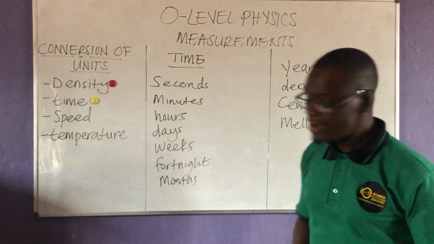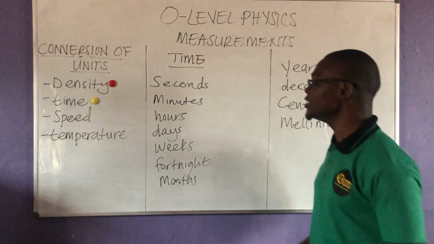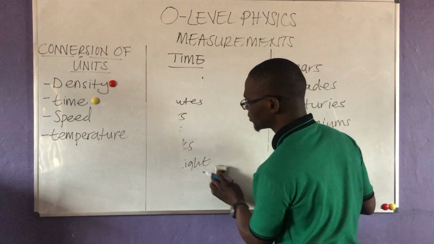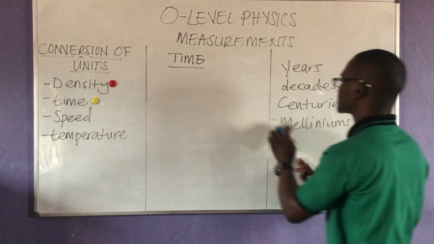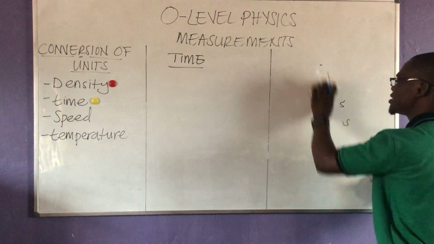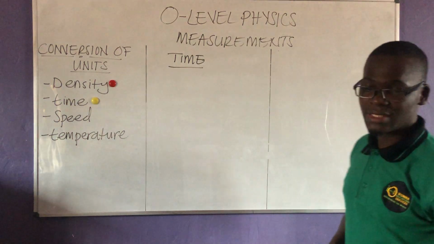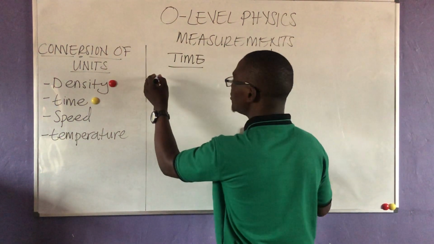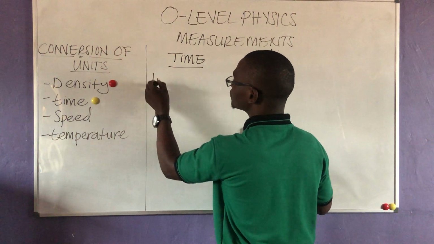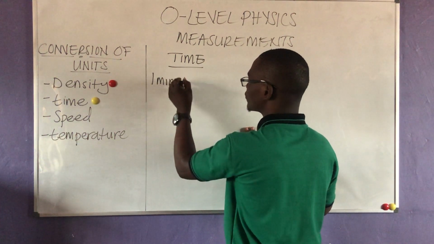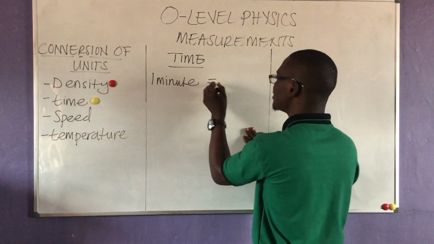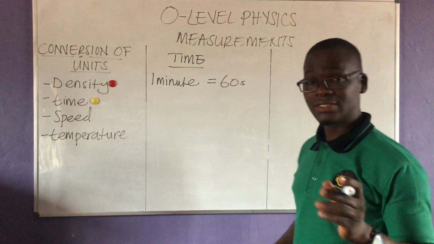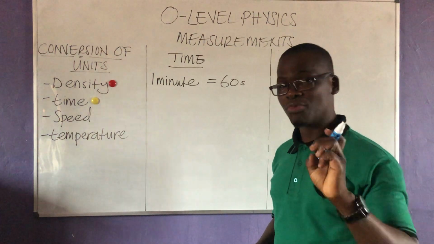After looking at a list of the units, let us look at the mathematical relationship between these units. What are the mathematical relationships between seconds and minutes and so on? So, 1 minute is equivalent to 60 seconds. When you are writing second, we use a small s.